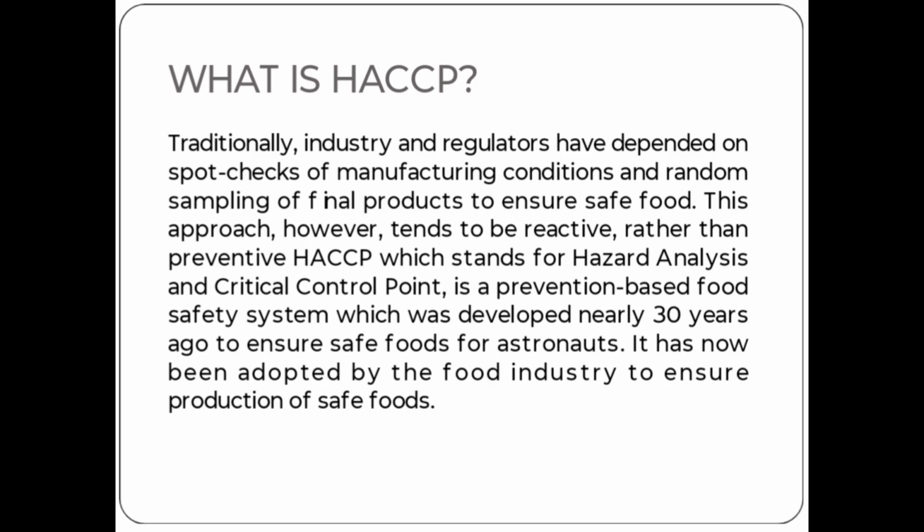Traditionally, industry and regulators have depended on spot checks of manufacturing conditions and random sampling of final products to ensure safe food. This approach, however, tends to be reactive rather than preventive. HACCP, which stands for Hazard Analysis and Critical Control Point, is a prevention-based food safety system which was developed nearly 30 years ago to ensure safe foods for astronauts. It has now been adopted by the food industries to ensure production of safe foods.